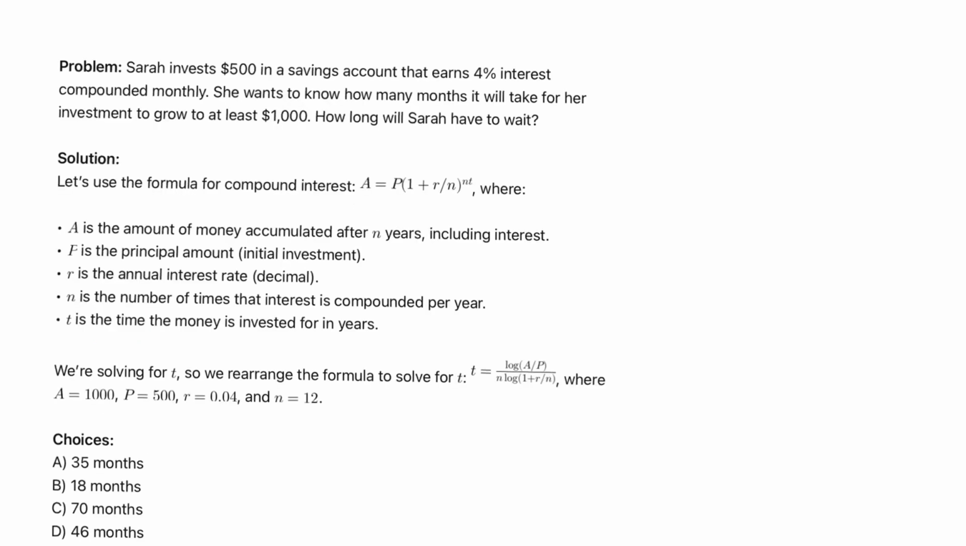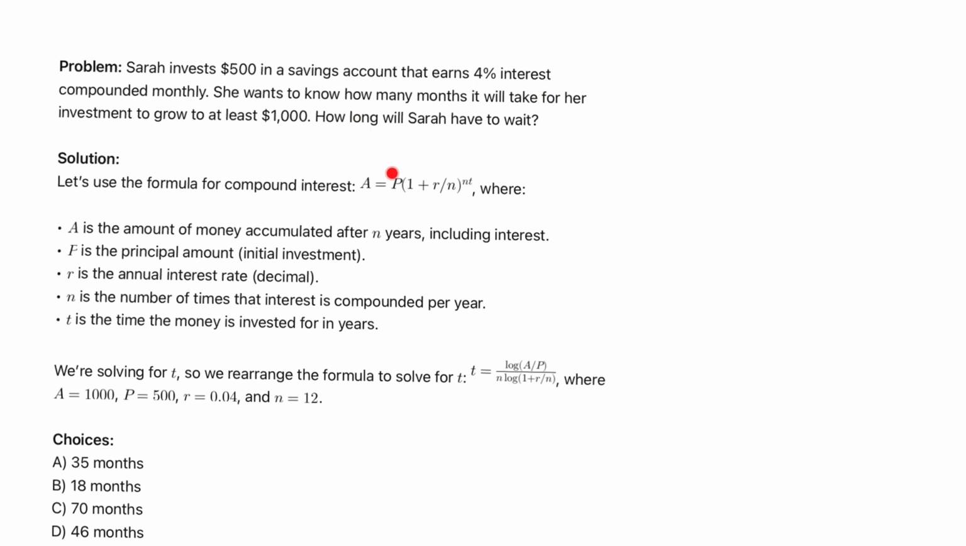Now we're going to look at some word problems, and we're going to sort of help you get started with this. We've got some other information in here because this is a problem that is similar to one that we've had on an ACT test. Investing $500 at 4% interest, how long will it take to get to $1,000?